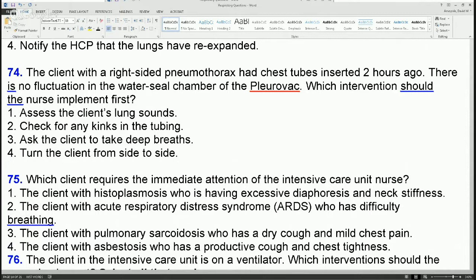Are you sure it's not 1? Yes, this time it is. Check for kinks in the tubing. No, just listen to their lungs again. Because it was just put in. Oh. You would do 1 after you've checked for kinks because it's less than 3 days.